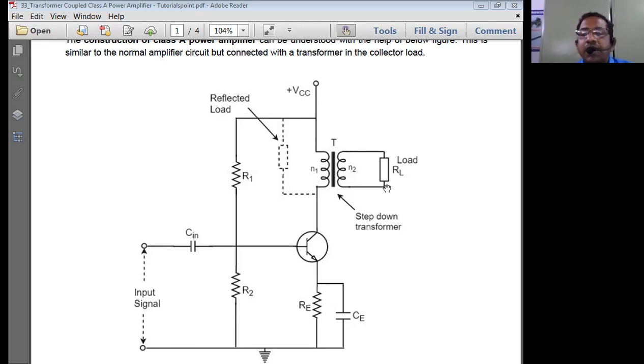That means we can achieve the maximum efficiency, we can achieve the maximum output voltage value because of the transformer, right? So we need to get a maximum voltage at the output. That is our primary goal. So therefore we are simply replacing the collector resistance by a transformer. Due to this, we call this a transformer coupled class A power amplifier circuit.